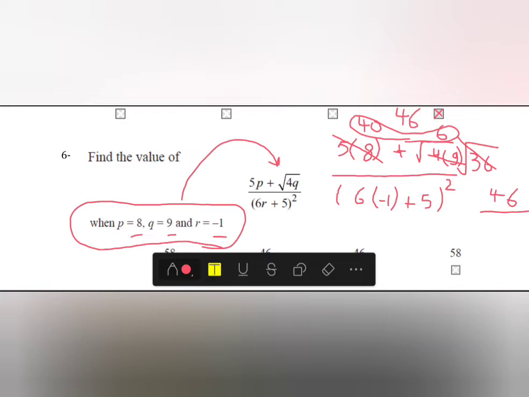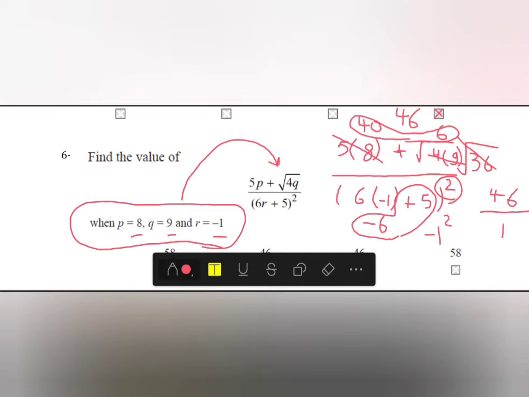First step, we have 6 multiplied by -1. 6 times -1 equals what? Very good, -6. And then -6 plus 5 equals what? Good job. It's going to be -1. And then we're going to square it. -1 squared equals what? Good job. It's going to be 1.